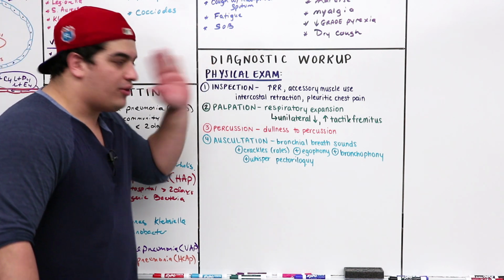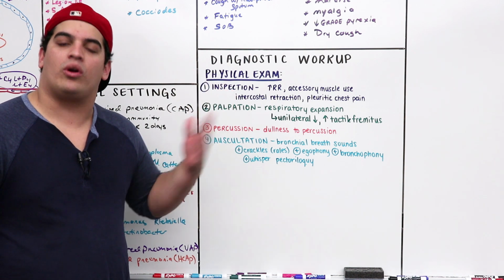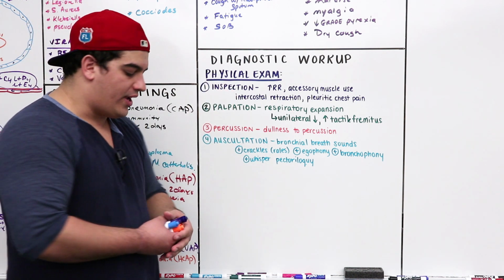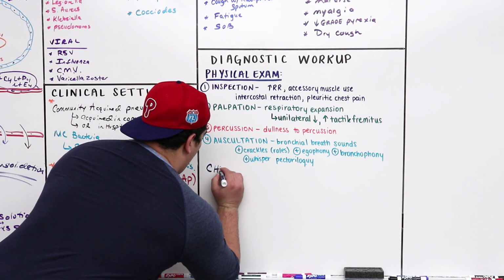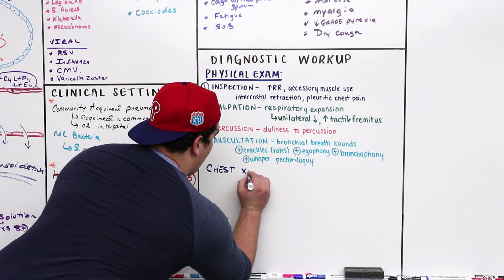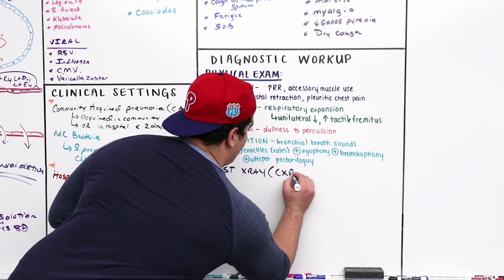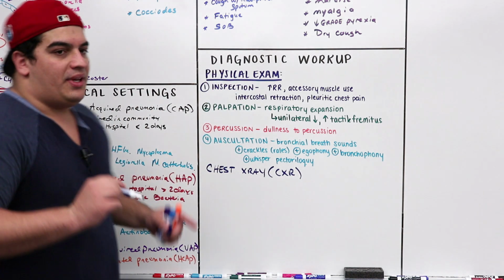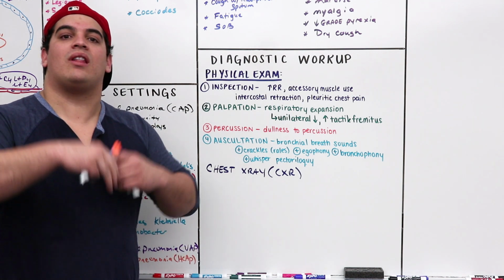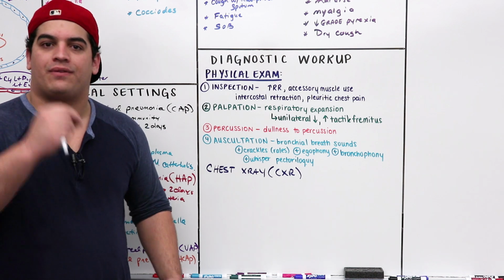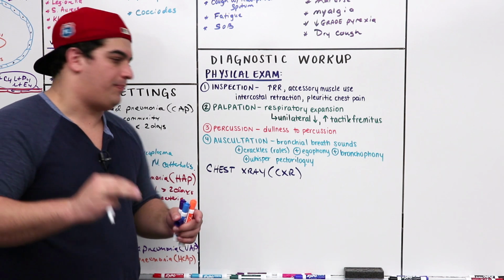Again, we went through the physical exam. What's another thing that we're going to do? Well, we are suspecting pneumonia, so we're going to send them for a chest x-ray. For the chest x-ray, sometimes you'll see it as CXR, we're going to see three classic morphologically or anatomically different types of pneumonia. There are many others, but we're going to go through the most common.